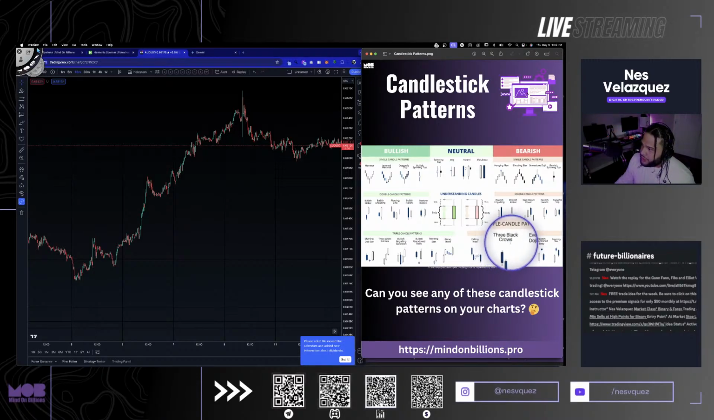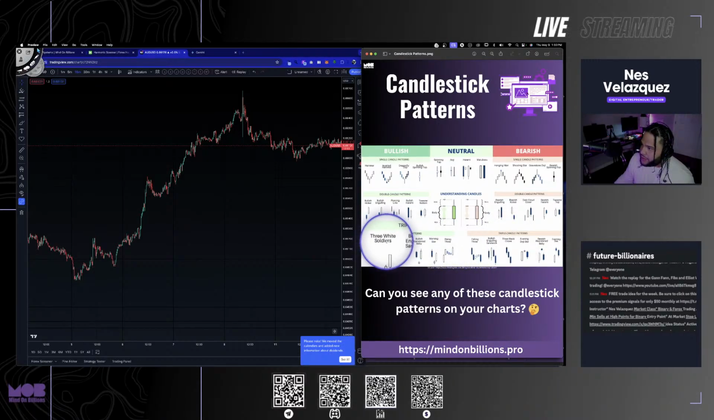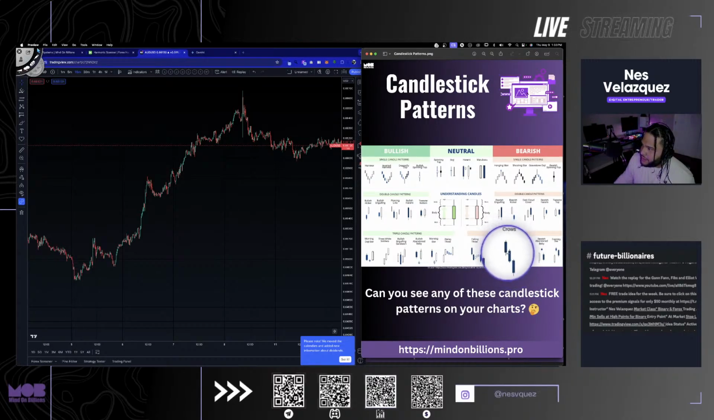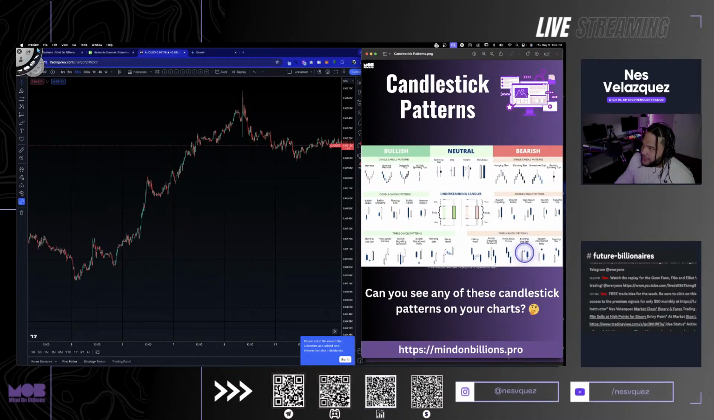Three black crows, okay, is different from three white soldiers. All right. Basically, three bearish candles, typically the same exact size. This is showing you that there's definitely momentum going to the downside. Evening doji star, all right, different than the morning doji star, which is over here. And basically, here's a bullish candle. Here's a doji that appears, followed by a bearish candle going in the bearish direction.